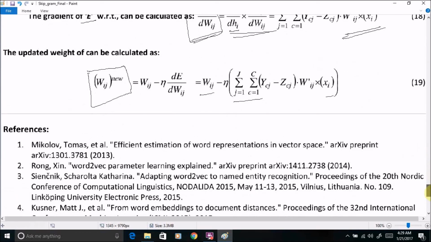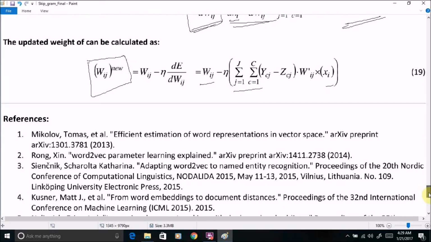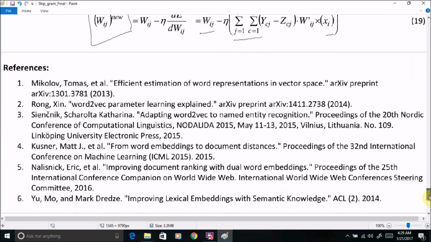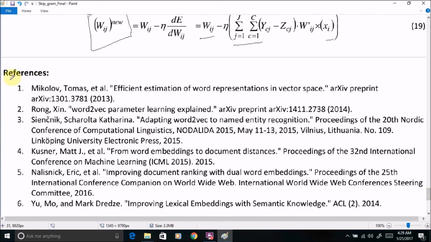So we tried to explain everything through a very simple toy example, and we can consider these references for further reading.